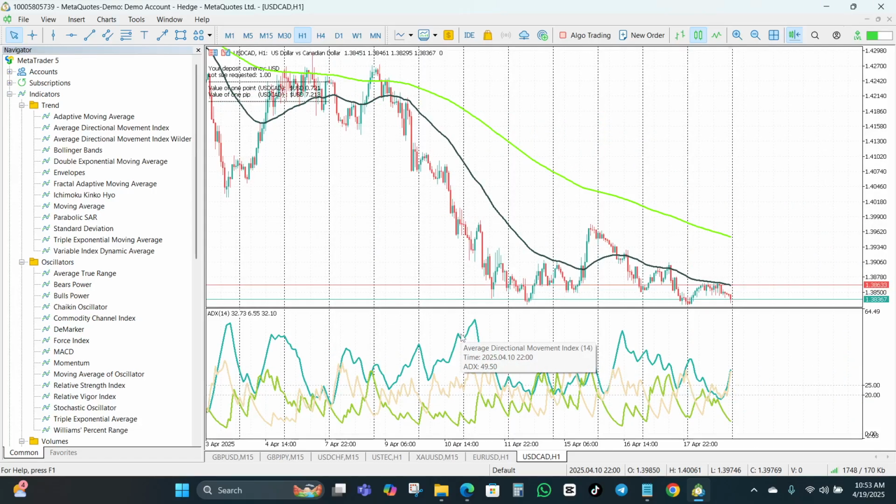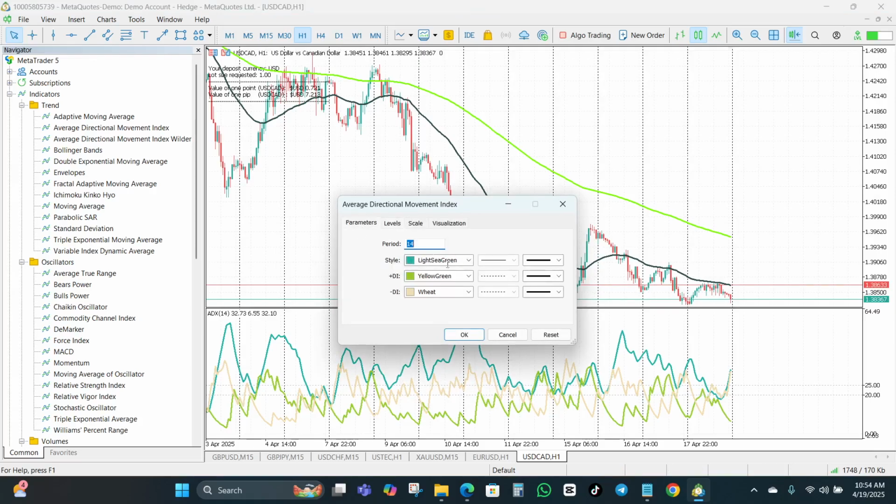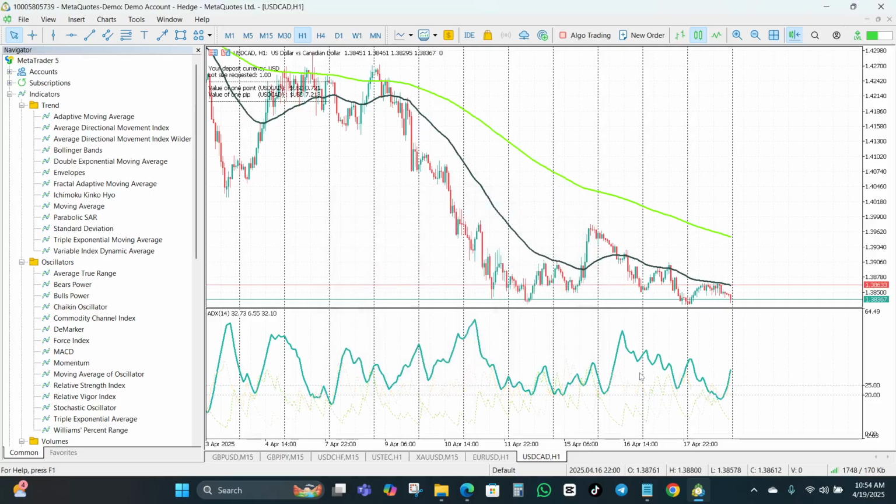So basically, readings above 25 suggest a strong trend is in play. Now, what we need to focus on is the ADX itself, so let's just remove this DI. The ADX line itself is what we're going to be focusing on.